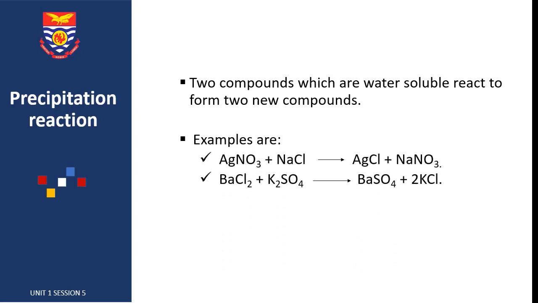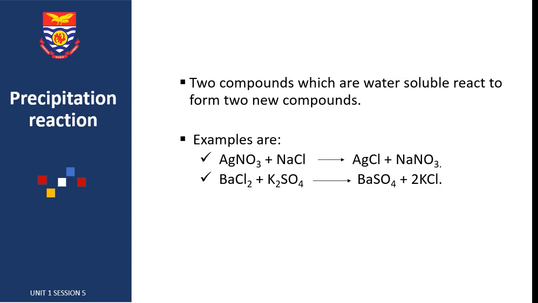An example is silver nitrate reacting with sodium chloride. We get products which is silver chloride and sodium nitrate. In this case, sodium nitrate is soluble, but silver chloride precipitates out.